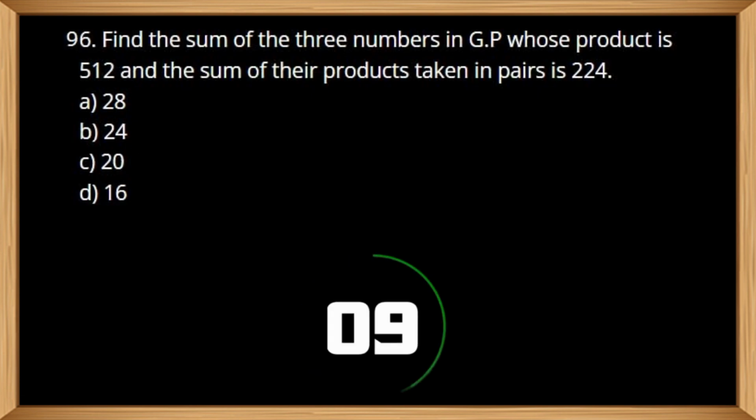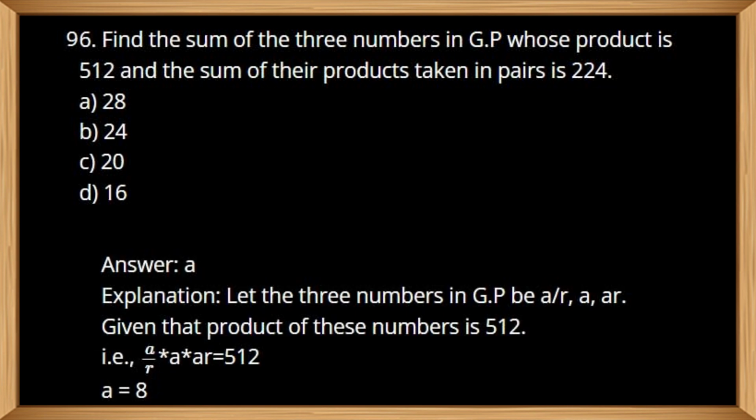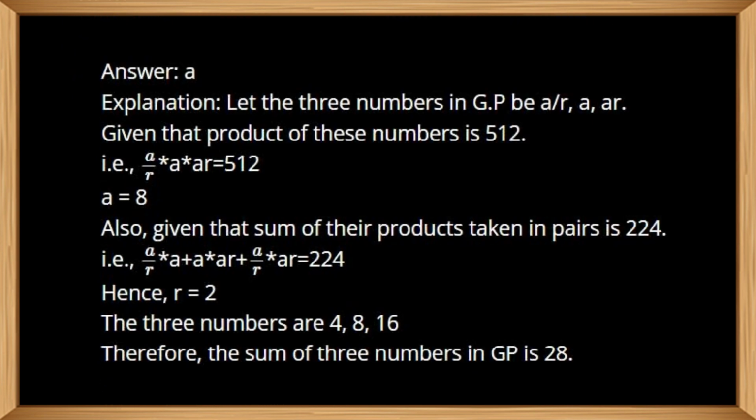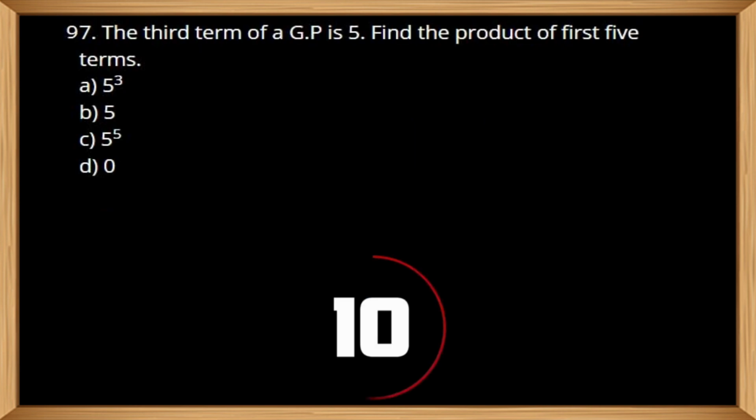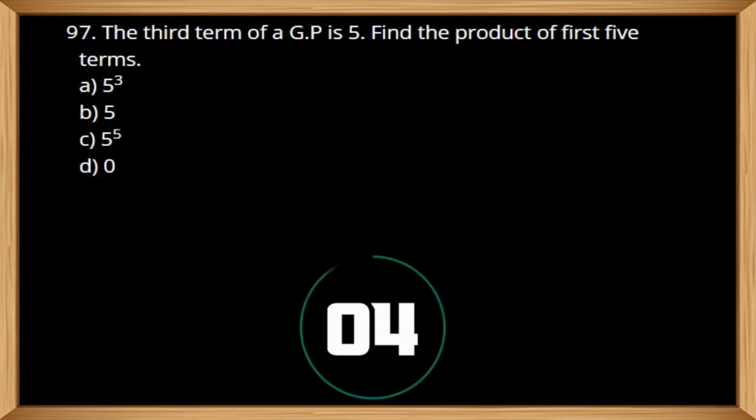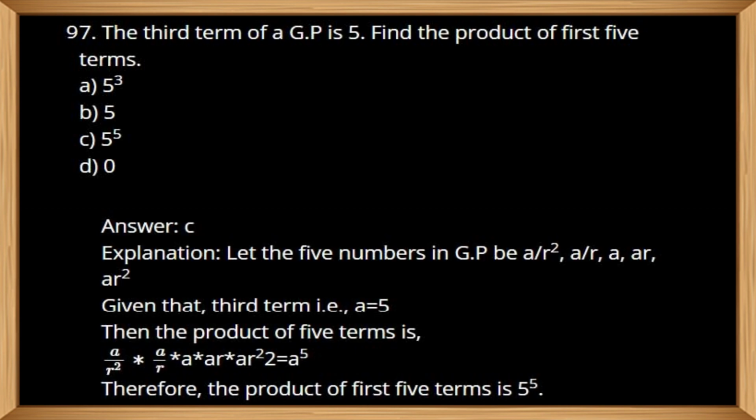The sum of three numbers in GP whose product is 512 and the sum of their products taken in pairs is 224. Option A 28. The third term of a GP is 5. Find the product of first 5 terms. Option C 5 power 5.